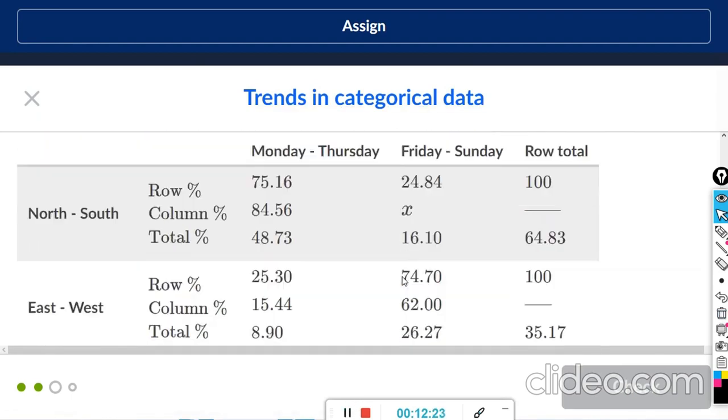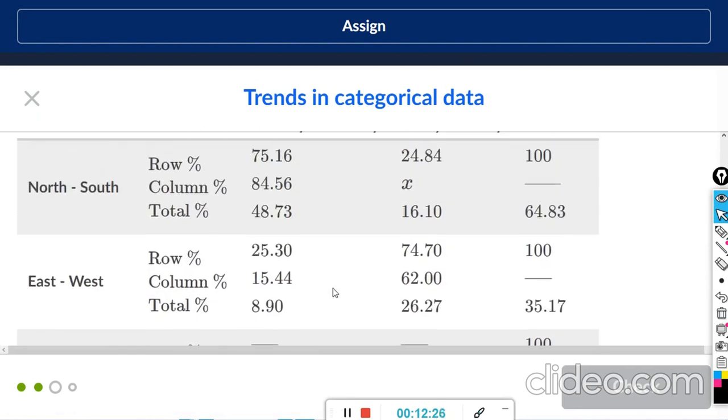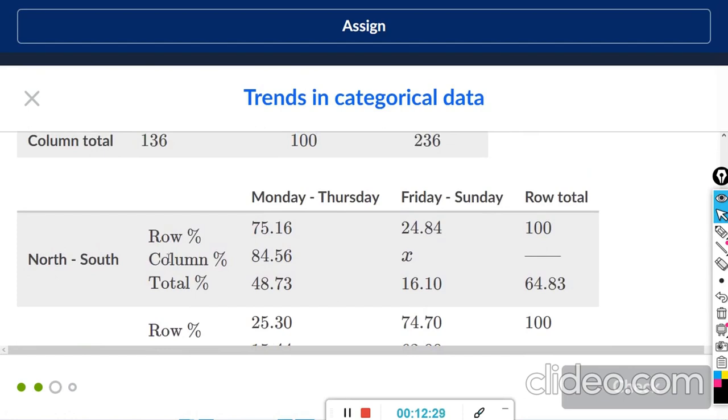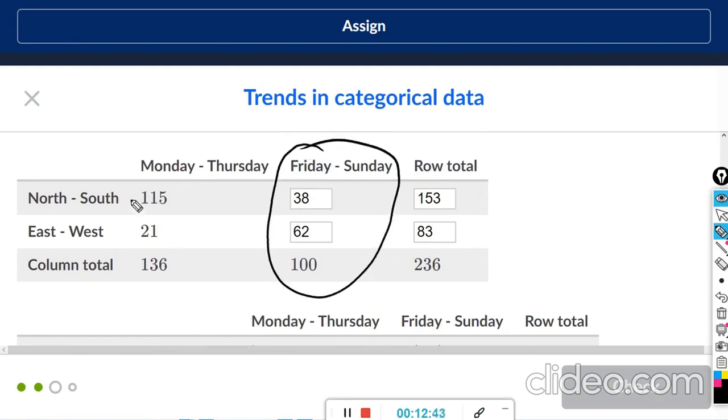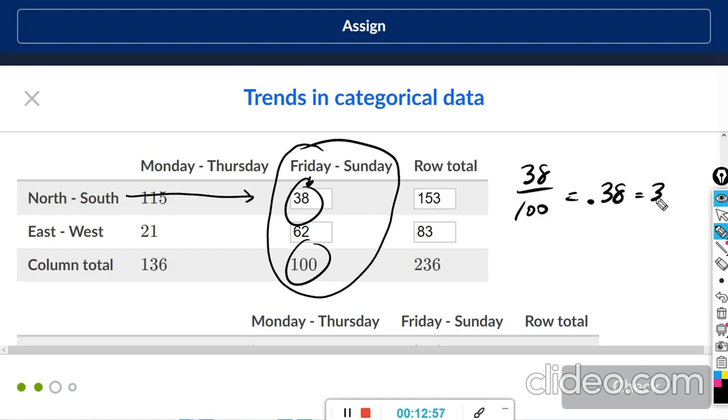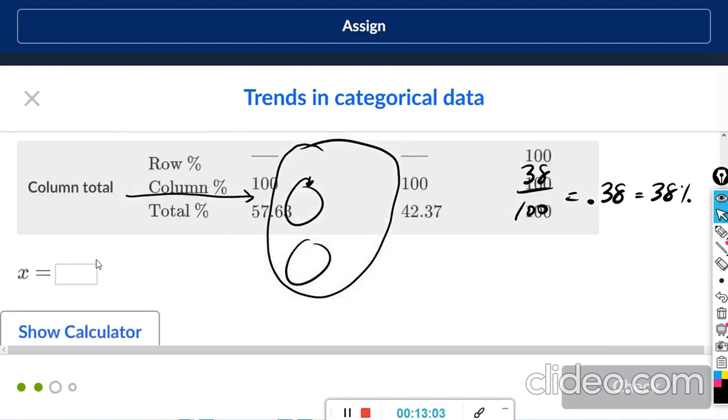Okay, so I filled those in, and they want us to solve for X as well. So let's see. X is the column percentage for north, south, and Friday, Sunday. All right, let's see the column percentage for north, south, and Friday, Sunday. Okay, column percentage. So it's 38 out of 100, which is 0.38, which is 38%. All right, so the column percentage is 38.